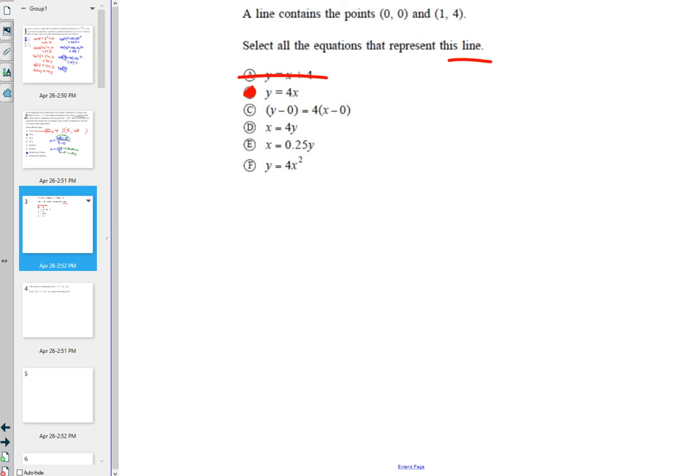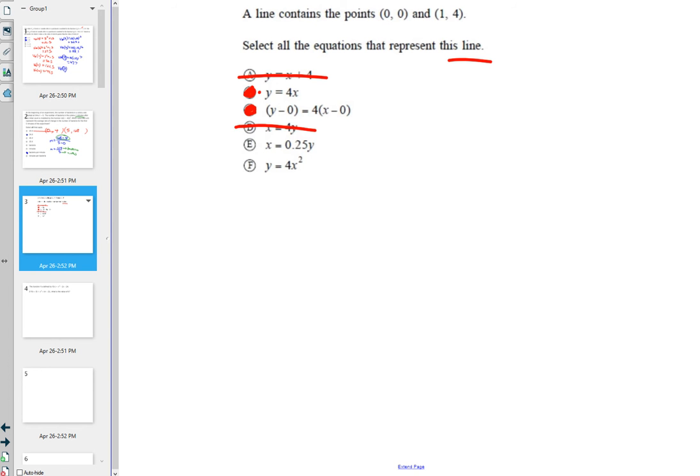If I plug in a 0, is 4 times 0, 0? Yes, it is. Really, I already know this is going to be the case, because this is the exact same thing as B. It's just anything minus 0 is itself. So that's the same thing as saying y equals 4x. They just wrote it in point slope. But that one will work. X equals 4y. Yeah, 4 times 0 is 0. But look, when I plug in the second one there, is 4 times 4 equal to 1? No, so it can't be D.